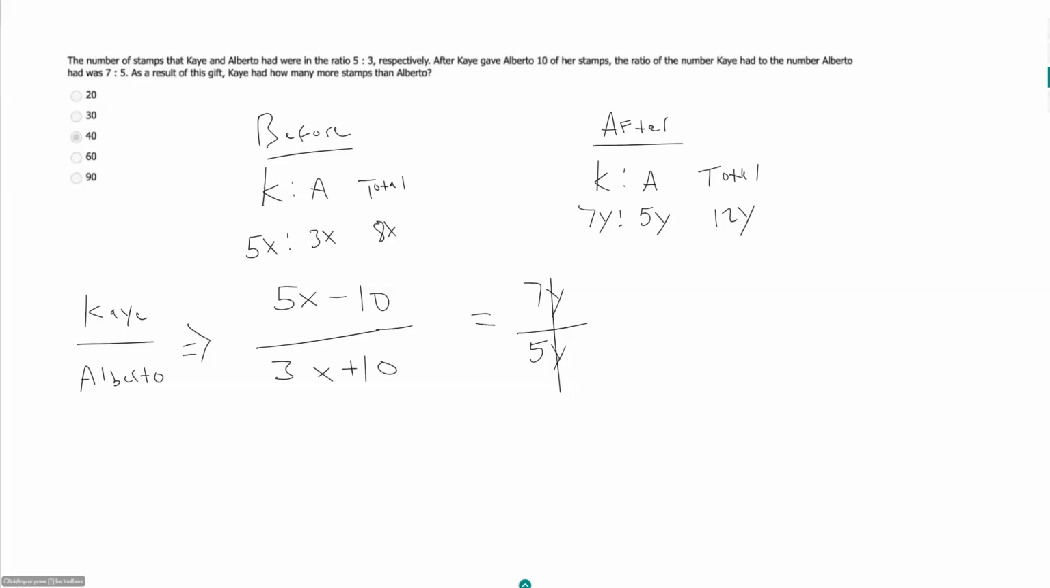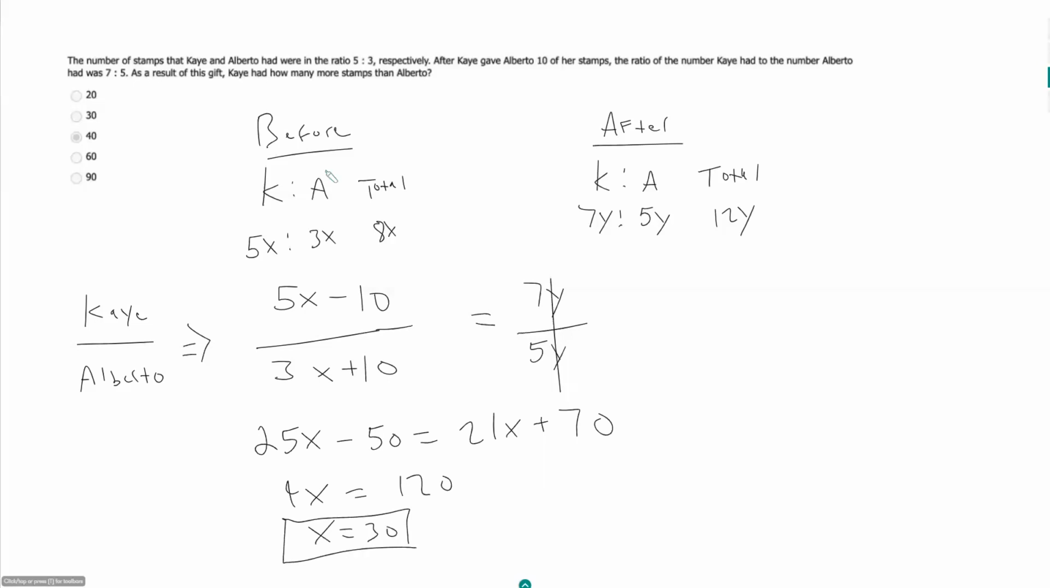So if we cross multiply, 25x minus 50 is equal to 21x plus 70. Subtract 21x from each side. 4x is equal to 120. X is equal to 30. Okay. So x is equal to 30.